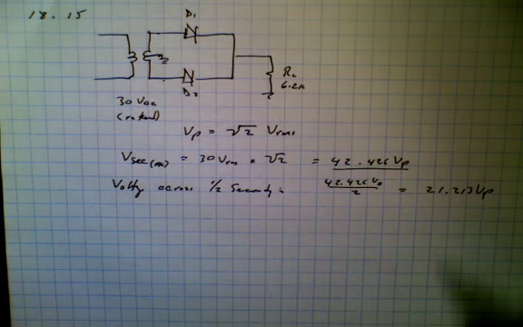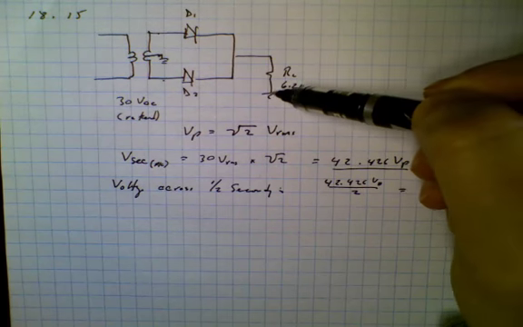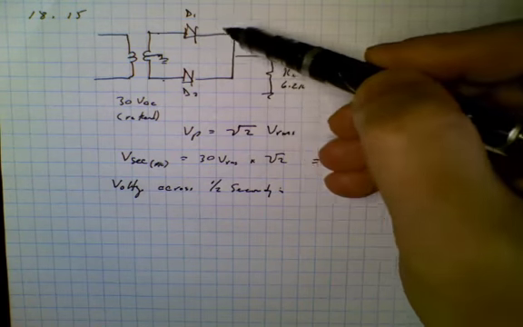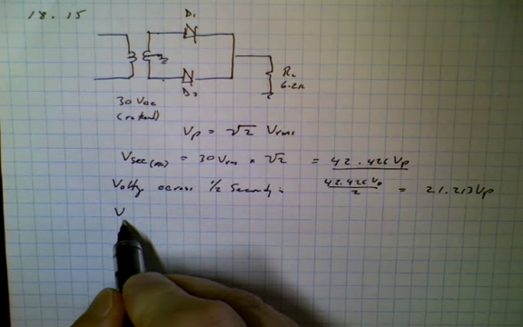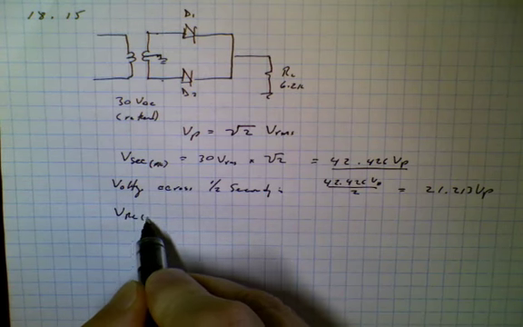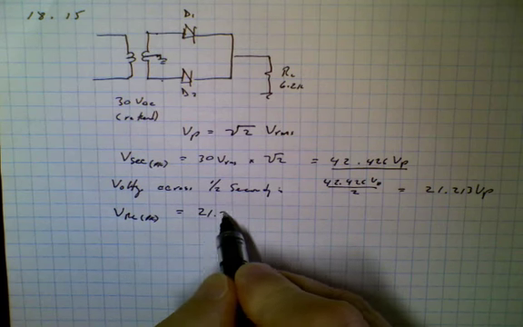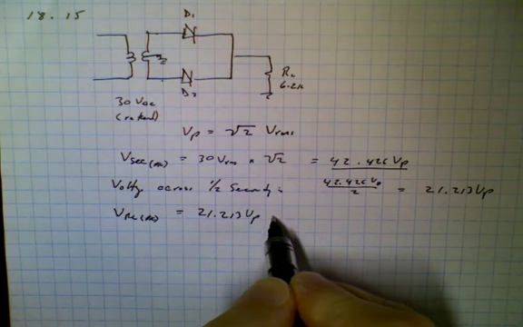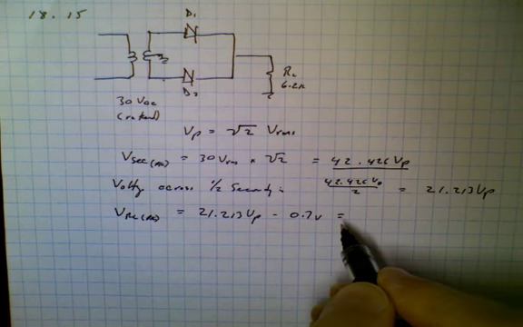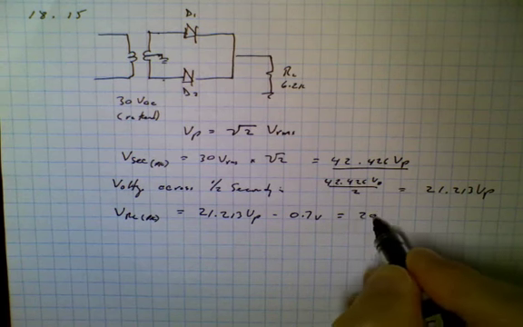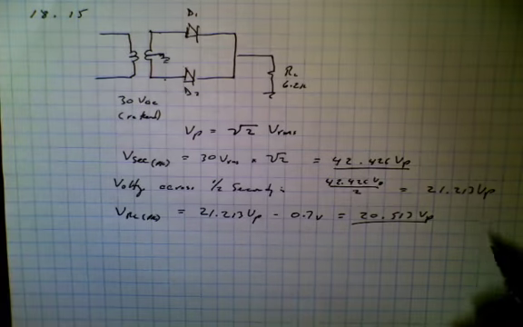Now the voltage at the load is going to be slightly lower by the drop across these two resistors. So the voltage across RL, this will be peak voltage, is going to equal 21.213 volts peak minus 0.7 volts, and that equals 20.513 volts peak.